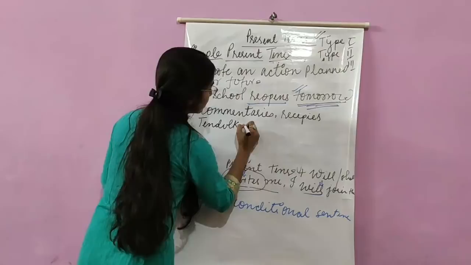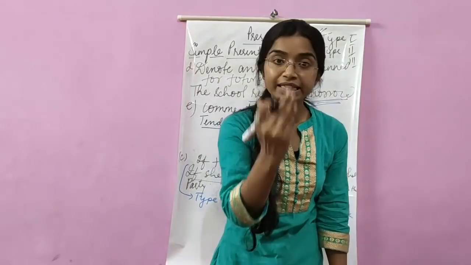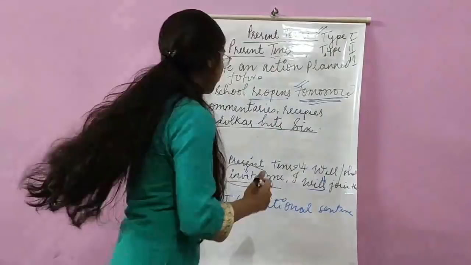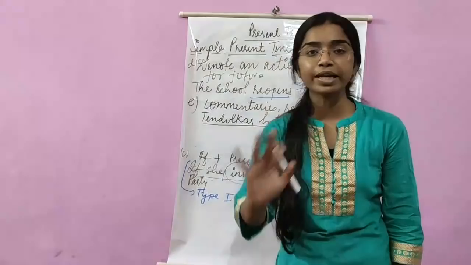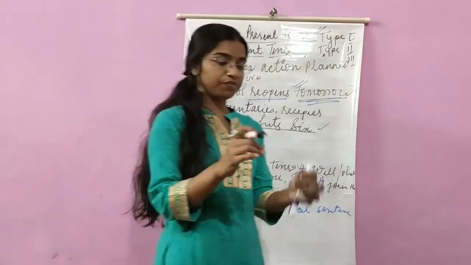If I'm watching a match and I tell you, Tendulkar hits 6. Okay? That means, when I say Tendulkar hits 6, that means I am watching the match. I am giving the live commentary. That is why I am saying Tendulkar hits 6. Okay, I cannot say Tendulkar is hitting 6. No, I cannot. Okay, because that is not a continuous process. I will say Tendulkar hits 6. So, more or less, we are done with this usage of simple present tense.